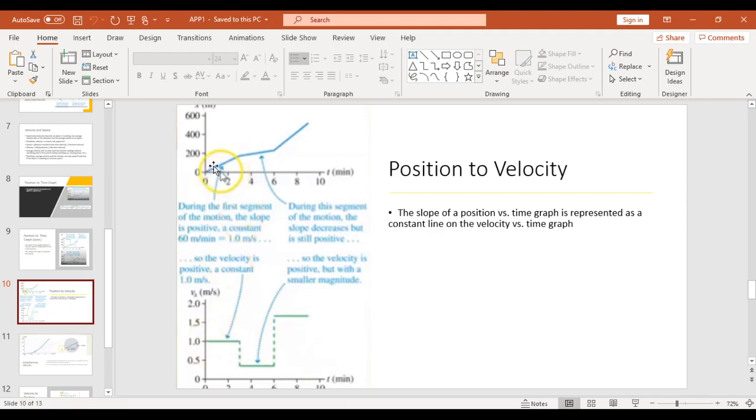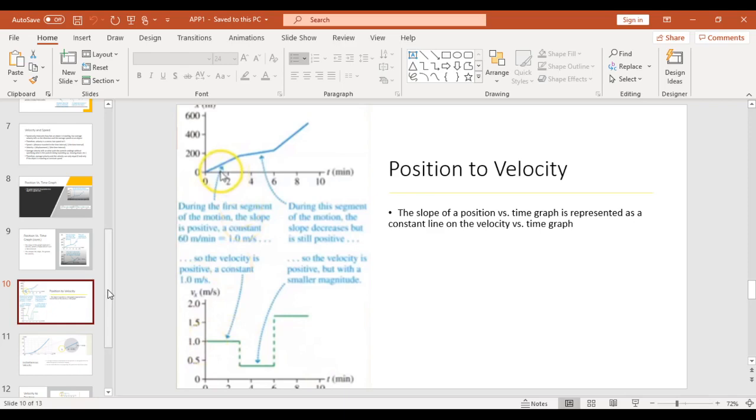But even so, you can see here that this is a clear straight slope, right? There's no curvature, there's no deviation, there's no weird shapes. It's just a straight line. That indicates that on the velocity versus time graph, the velocity is written as a constant line because there is a slope on the position versus time graph, right?